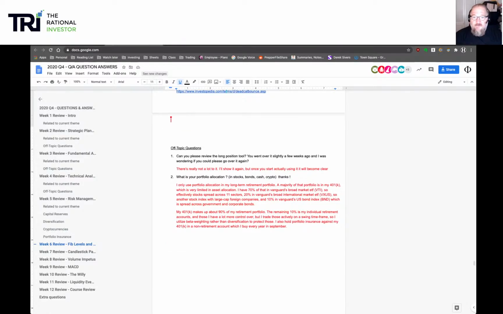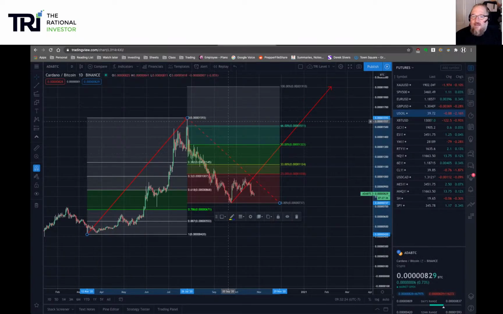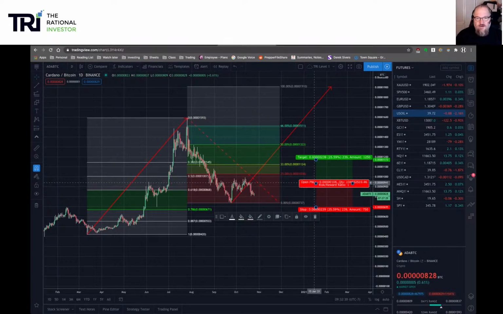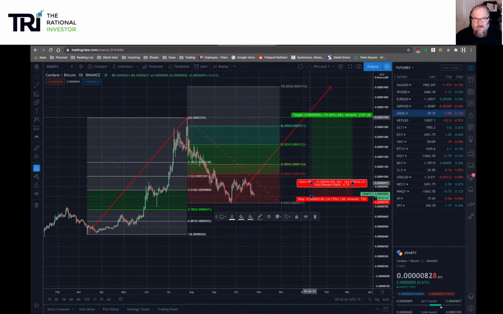Off-topic questions. Can you please review the long position tool? I think I showed it. The key part about the long position tool or short position tool is where you click, that's where you want your entry to be. You can move that around with this middle left-hand dot. Your risk point, you move with this bottom left-hand dot. Your profit-taking one, you move with this top left-hand dot. And how long it is, you move with this right-hand dot.